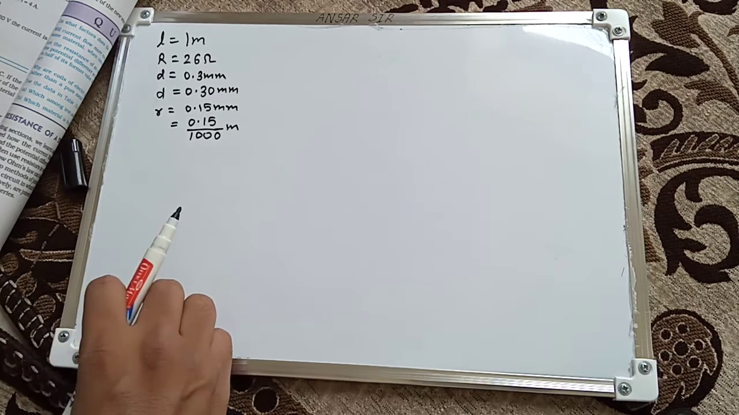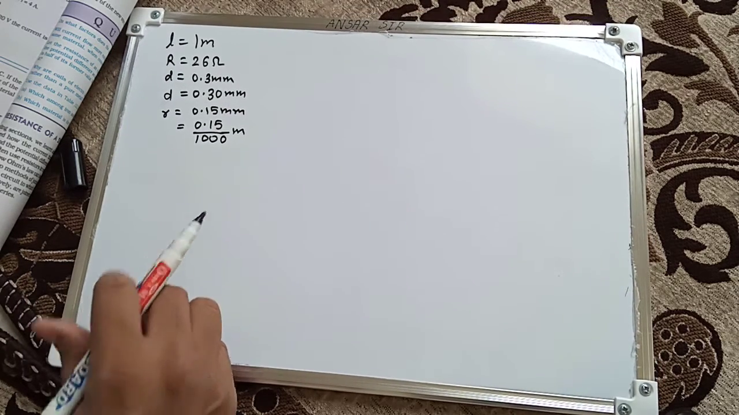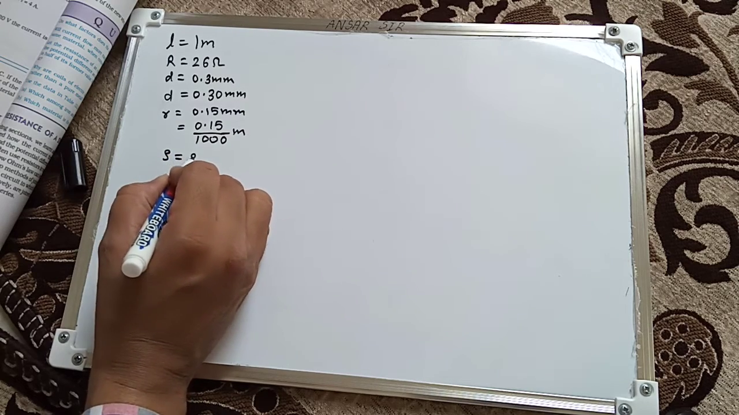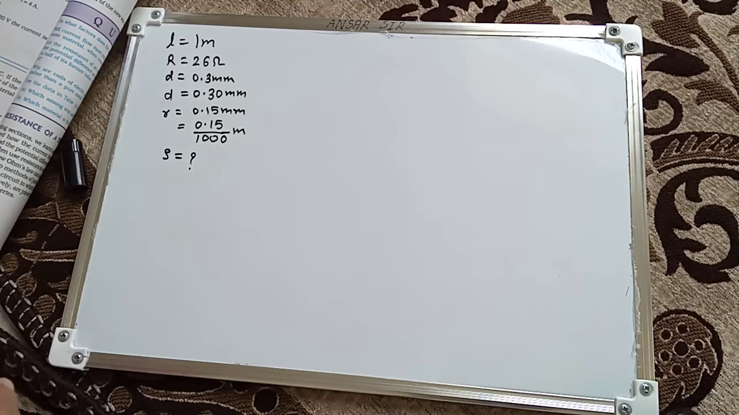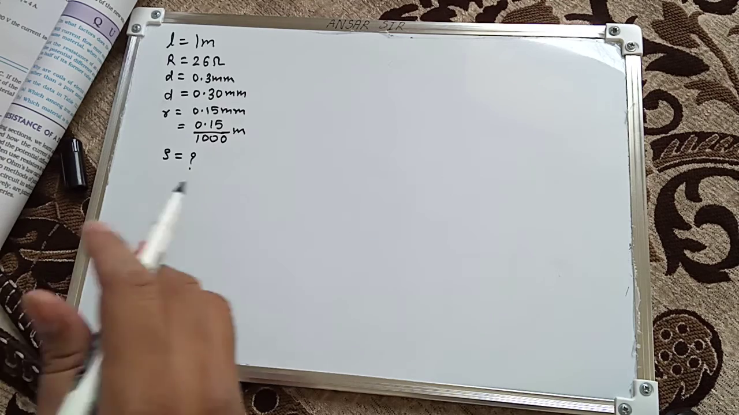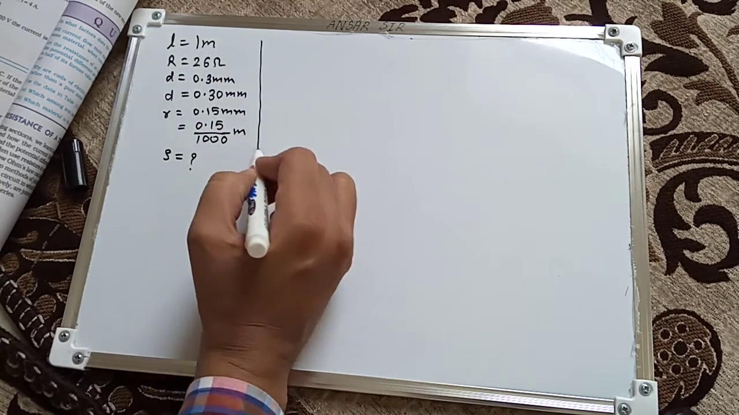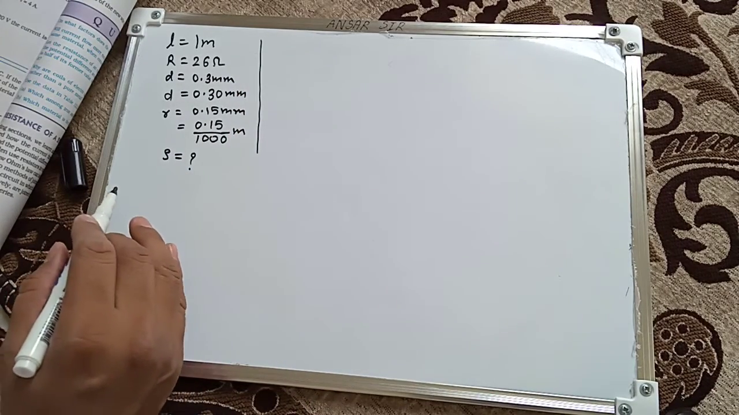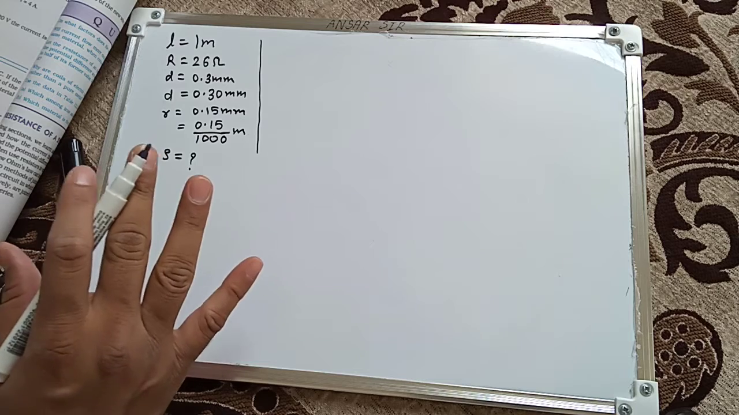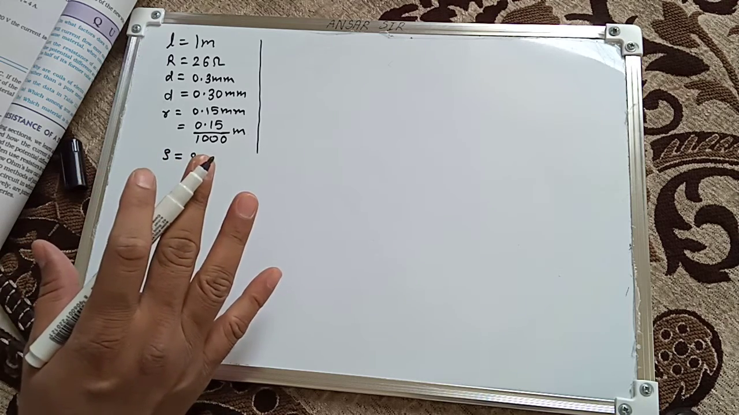Okay, so now what else is given? We have to find the resistivity of the material. We have to find the resistivity of the metal. See how we are going to solve it. What is the formula for resistivity? We have studied. I am explaining the background. You don't use this background while solving. You directly will use the formula.